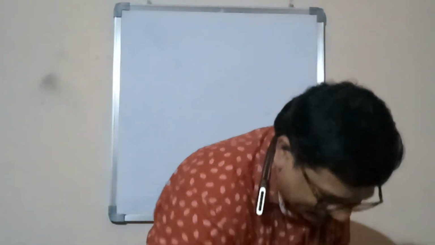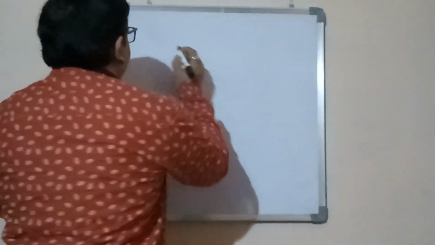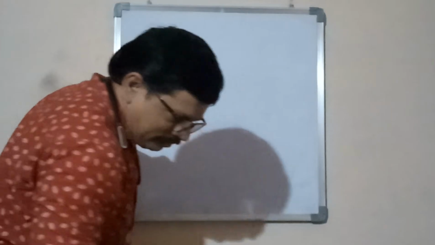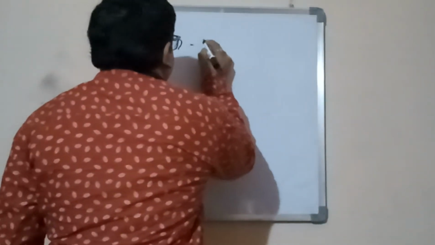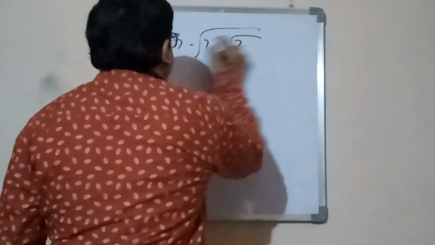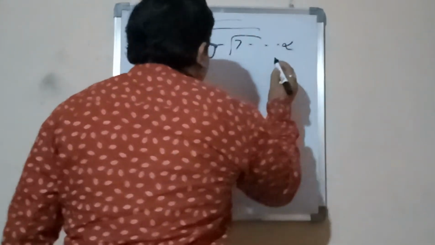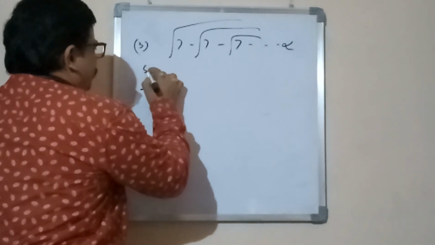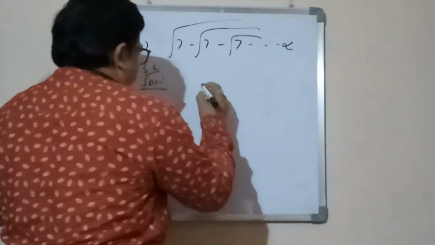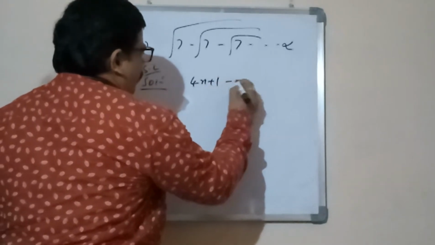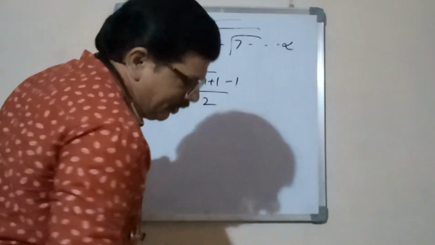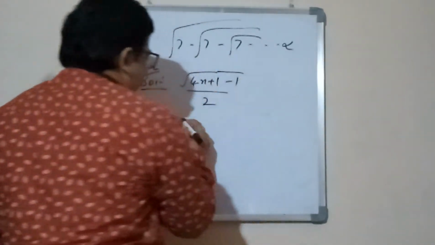Now the third question, look here. Root 7 minus 7, minus 7. This is a different sum. This has a very easy solution, you see. Shortcut. The shortcut means 4n plus 1 minus 1 by 2. This is the actual formula, and this formula is very easy.